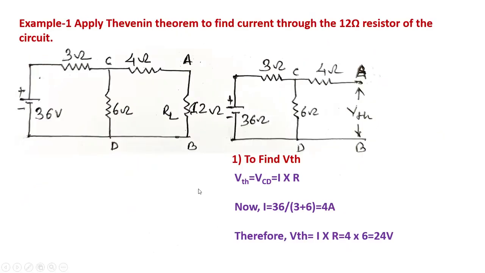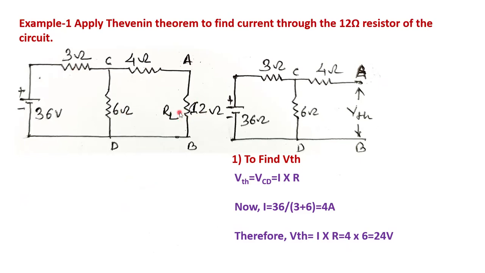Now take one example, using the Thevenin theorem, how to find the value of IL, the load current passing through the load resistor RL. Now this is one of the circuits. In this circuit you see this is the applied voltage V, that is 36 volts. R1 is given as 3 ohm, R2 is 6 ohm, R3 is 4 ohm, and the load resistor is 12 ohm.